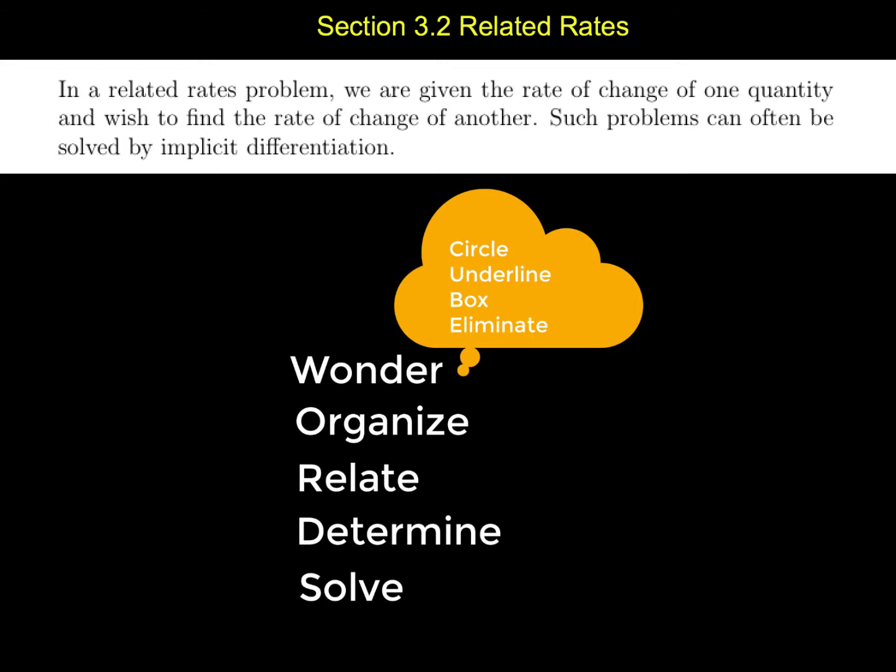CUBE stands for C for circle, in which I circle key numbers and variables. U for underline, I will underline the question that's being asked. B for box, in which I box any math action words. And finally, E for eliminate, in which I eliminate any extraneous information that may be in the problem. And then I'll organize my thoughts using diagrams and assigning variables to the various quantities in the problem.